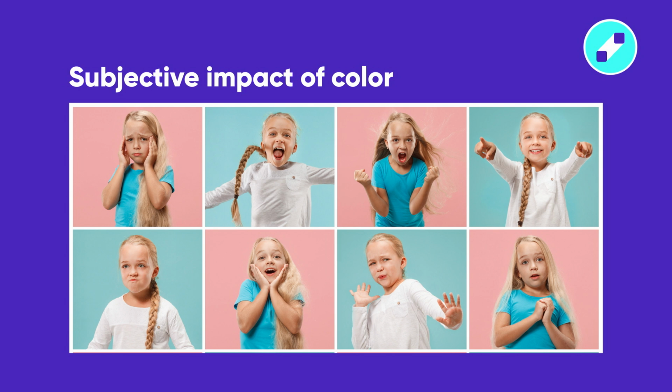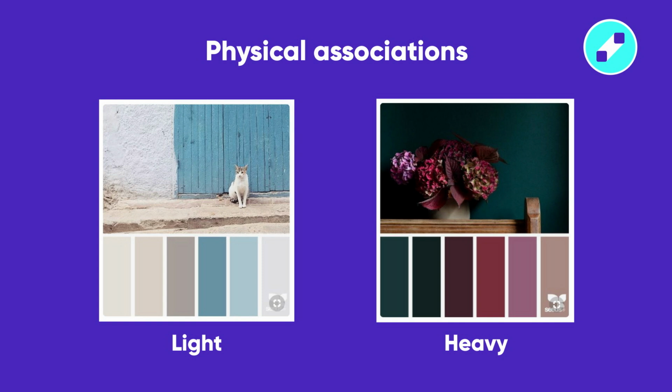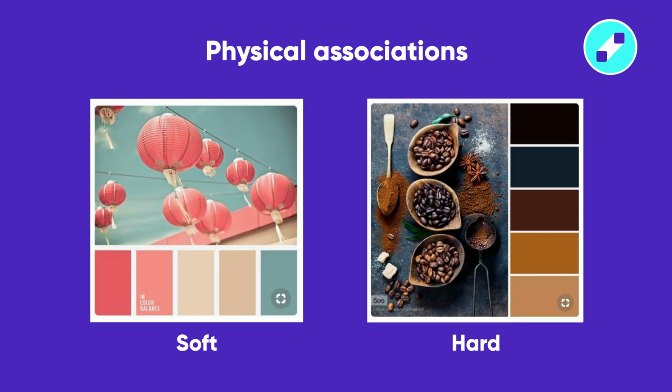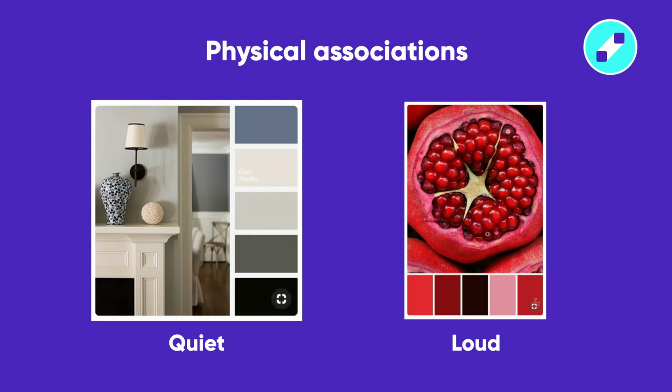These are color associations, and they can be physical and emotional. Physical associations: weight, light, heavy, airy, pushing. For example, light blue can be called light because it is associated with the sky. Temperature: warm, cold, hot, icy. Then texture: soft, hard, smooth, spiky, sleepy. Acoustical: quiet, loud, hollow, vocal.